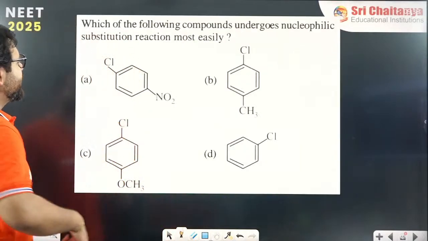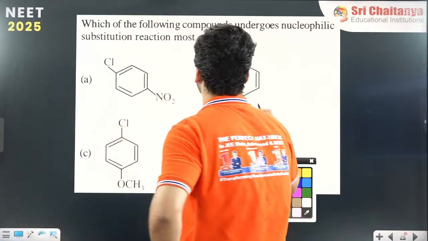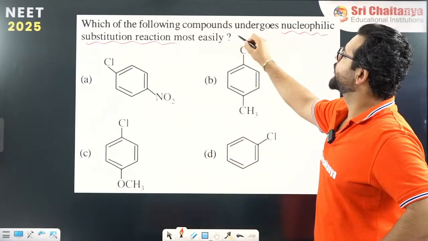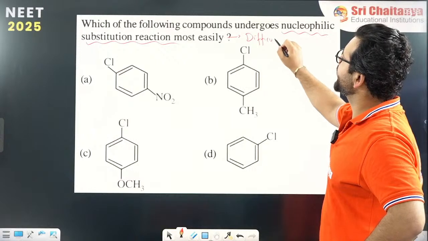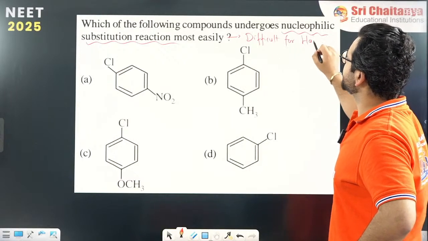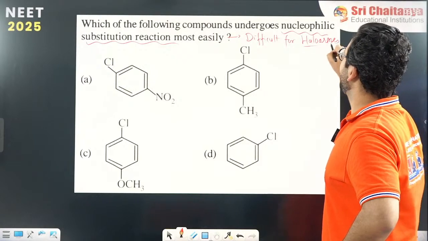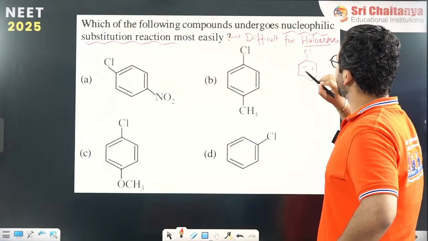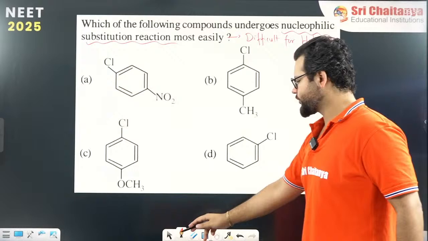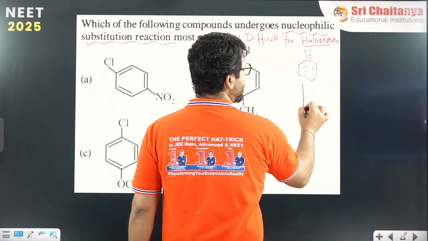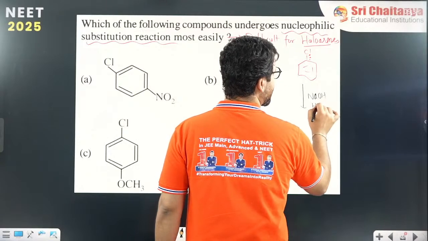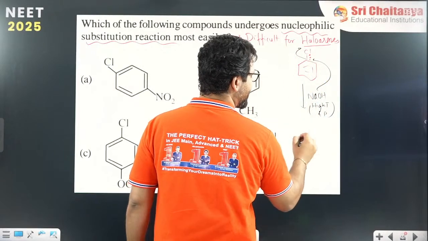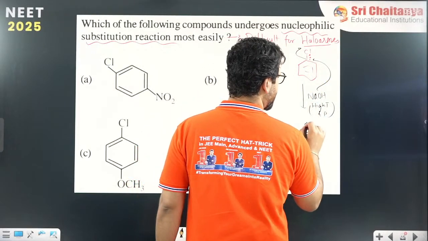Next one, which will undergo nucleophilic substitution readily. Nucleophilic substitution, first of all, is very difficult for haloarenes because they have partial double bond character. So only one reaction you have studied in your syllabus, which was Dow's process. When you react with NaOH, high temperature and high pressure are required. Then this OH can replace this Cl by a nucleophilic substitution reaction.